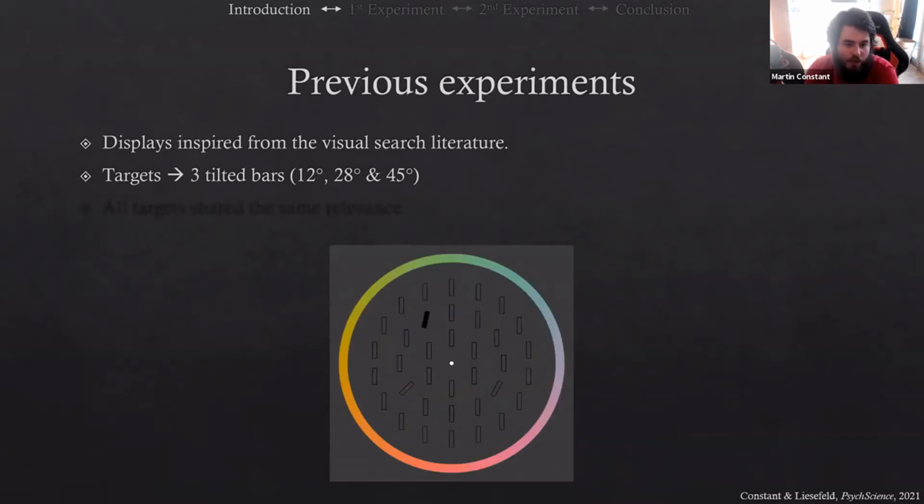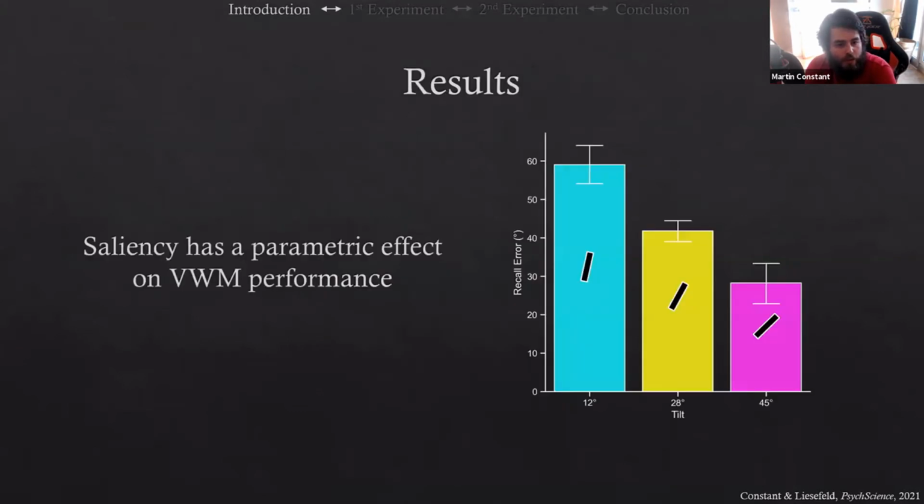The response modality was the color, and participants simply had to recall the color of all 3 target bars. It's important to note that all the targets shared the same relevance, so it was not more beneficial to encode the 45 degree versus the 12 degree. So we found that saliency, in short, has a parametric effect on working memory performance, with more salient bars being recalled more accurately.